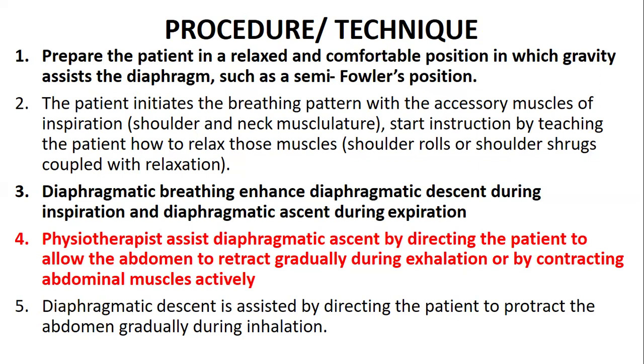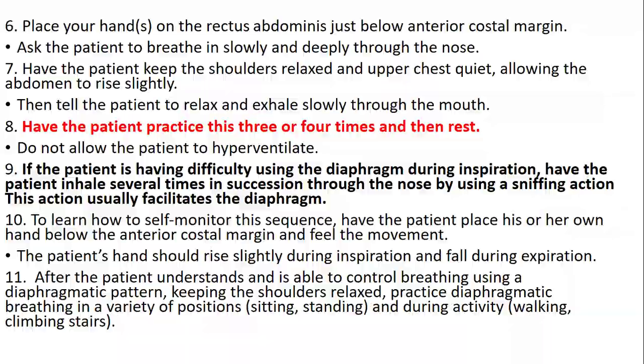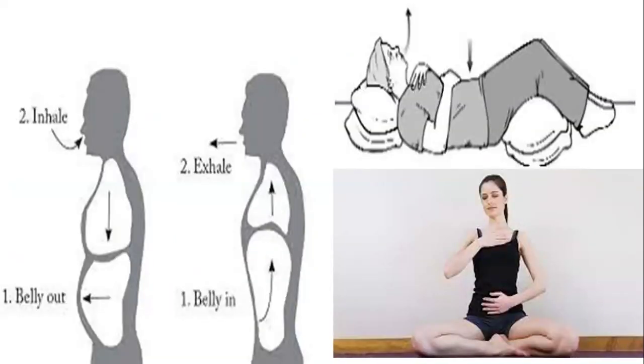Physiotherapists assist diaphragmatic ascent by directing the patient to allow the abdomen to retract gradually during exhalation and to contract the abdominal muscles. So you train your patient how these are done, how to ventilate, and how to do diaphragmatic breathing. The instruction will be: breathe in, inhalation, twice, pushing the air in. As the air is going in, make sure that the belly is being pushed out.